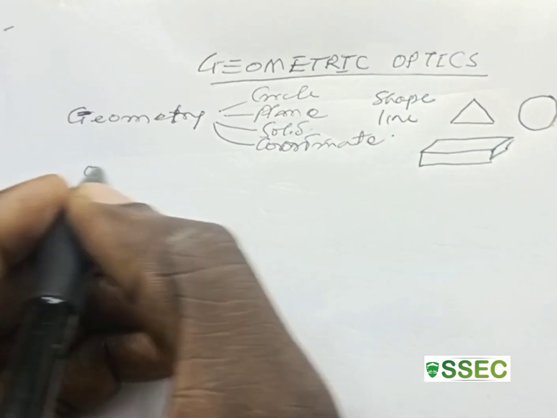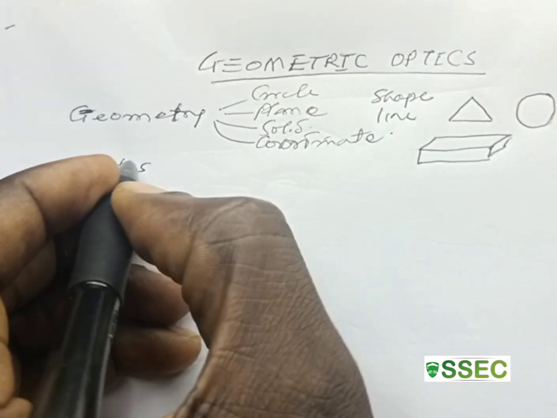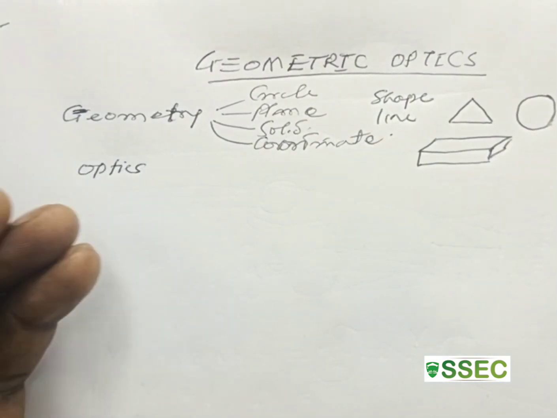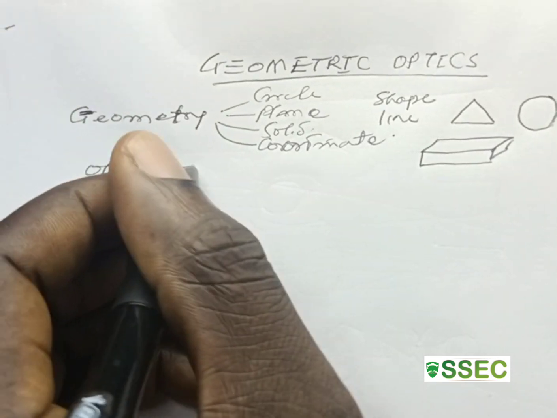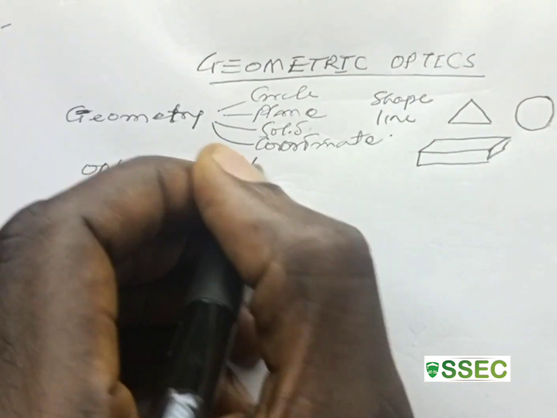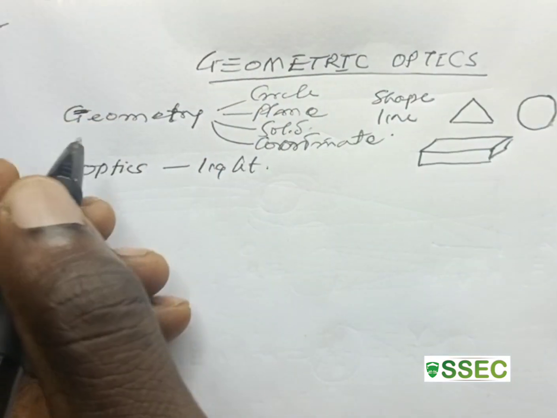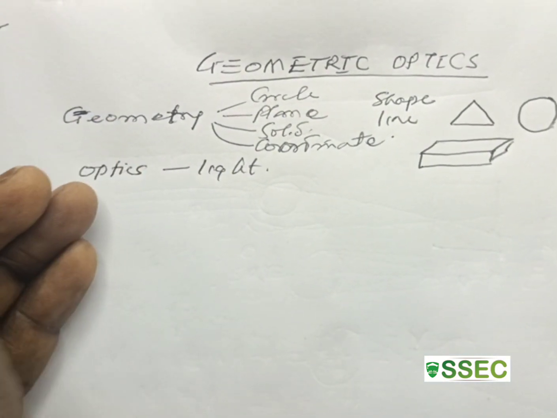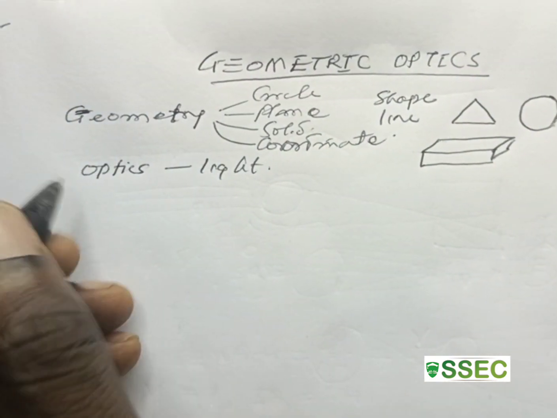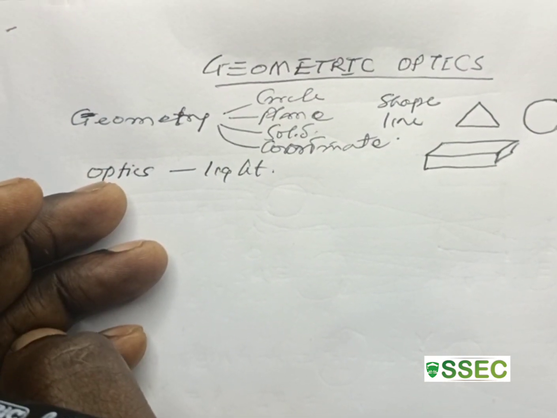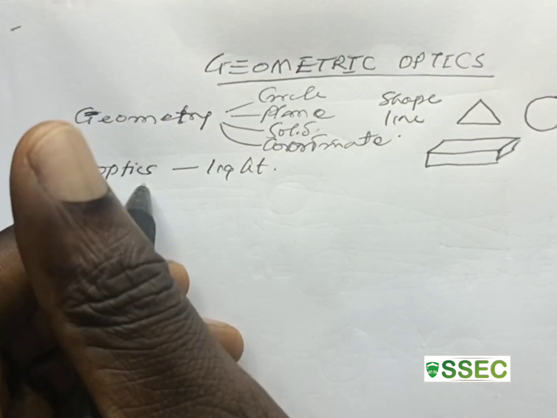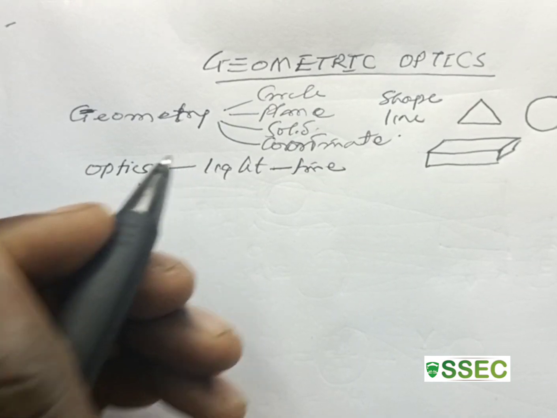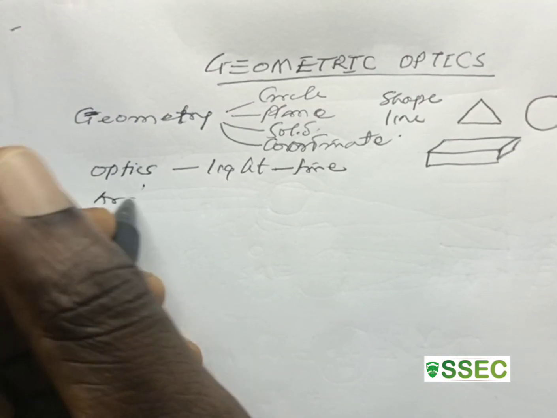And the next word there is optics. Optics is the Greek word. It has its origin in a Greek word, which means light. So what is geometric optics? This is a science that studies light using line. Geometric optics is an aspect of science that studies light using what? Using lines.